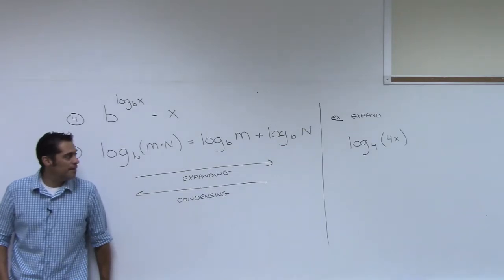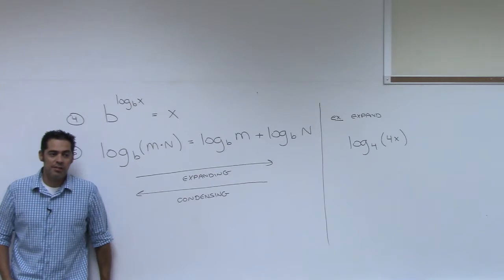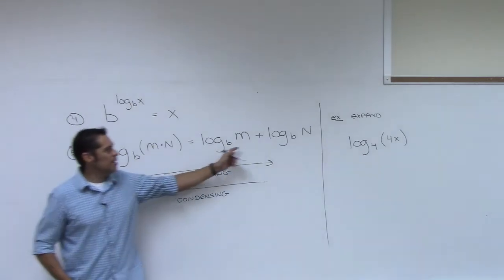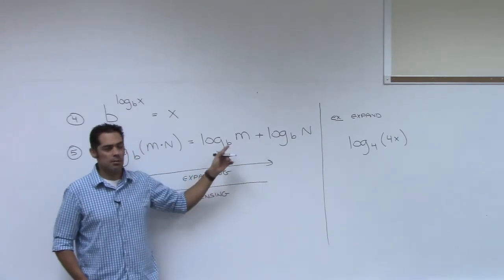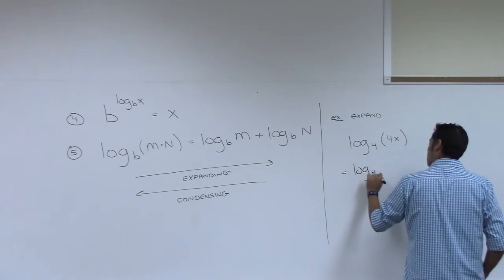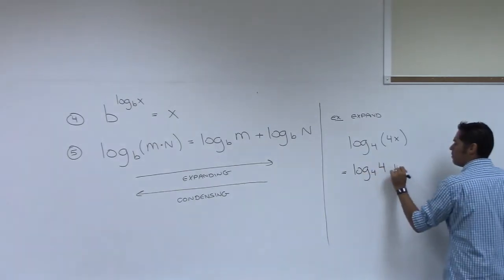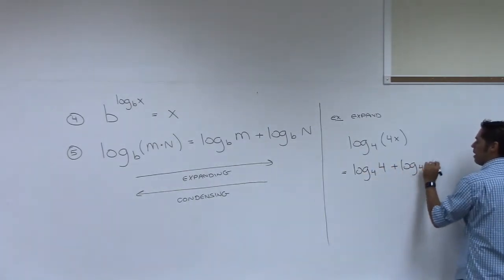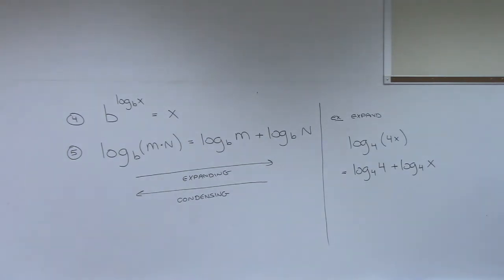Use property 5. Does anyone have a suggestion here? Like, how could I rewrite it using this? What would it look like? Log base 4 of what? Okay, then what? Okay, good. Now, is that as clean as I can get it?